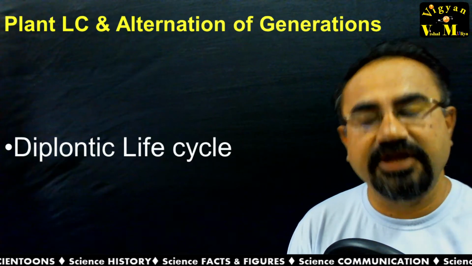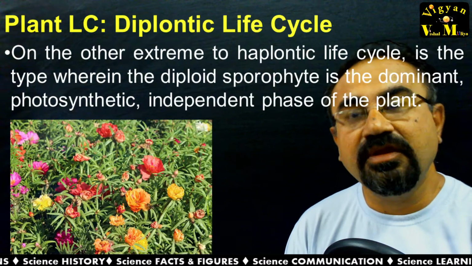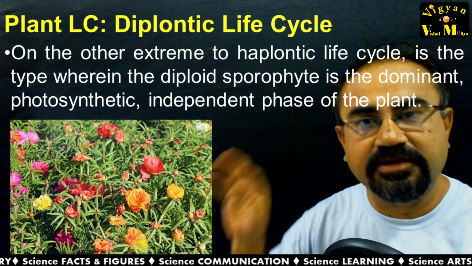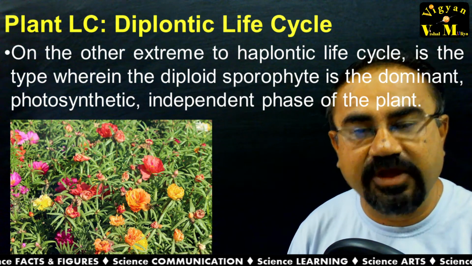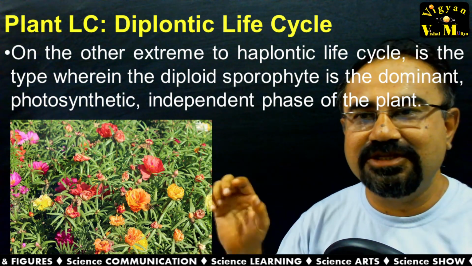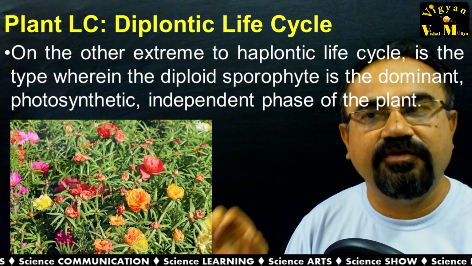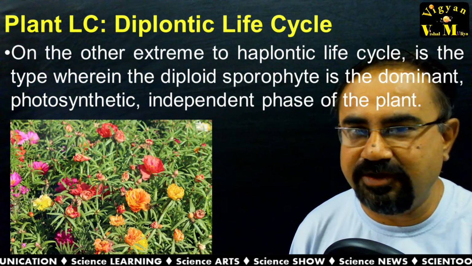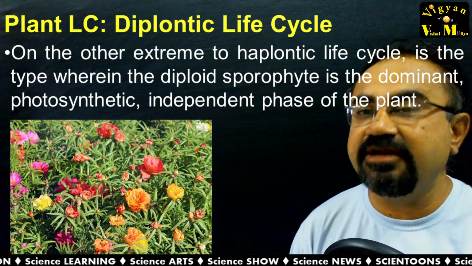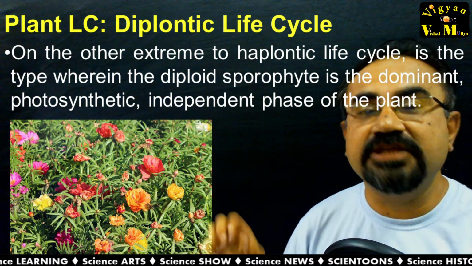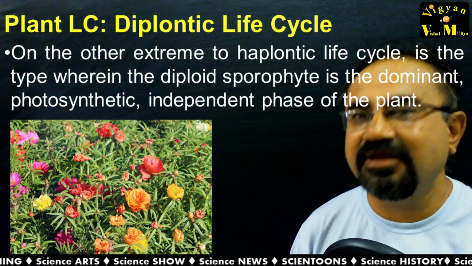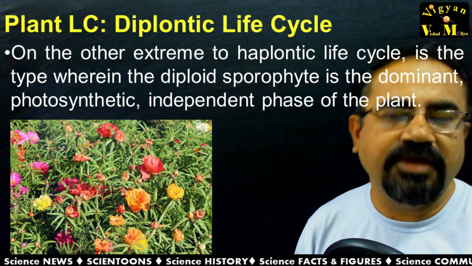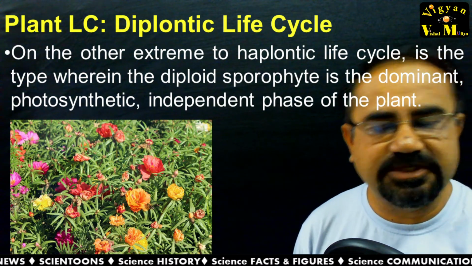The next one is the diplontic life cycle. In contrast to the haplontic life cycle, here the diploid sporophytic phase is the dominant one. This diploid dominant sporophytic phase does photosynthesis; it is independent. To represent it, let us take the example of flowering plants. You can take either gymnosperm or angiosperm, but we have just seen the angiosperms in the previous video.